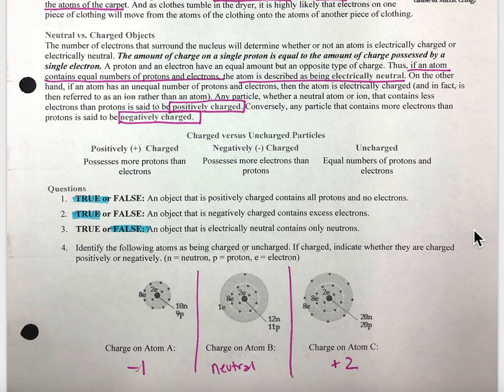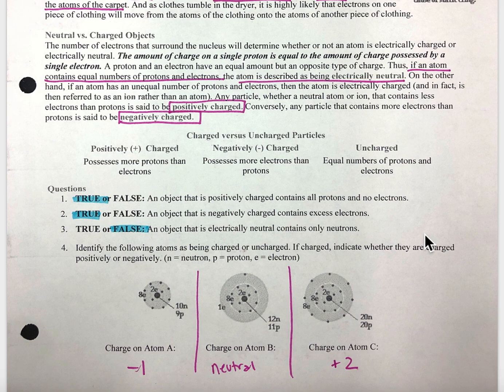That is able to happen. It is also true that a negatively charged object contains excess electrons. It is not true that an object that is electrically neutral only contains neutrons. Something that is electrically neutral will have an equal number of protons and electrons. Nothing can actually exist without protons. So something that has only neutrons just does not exist.